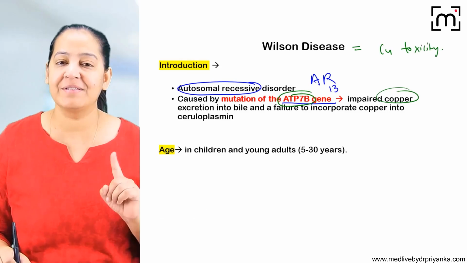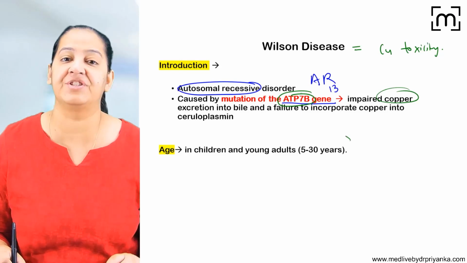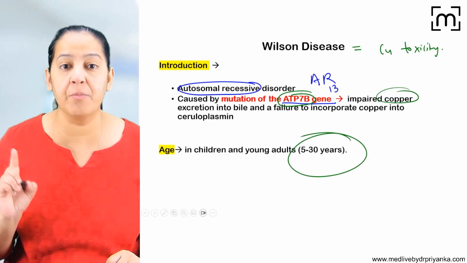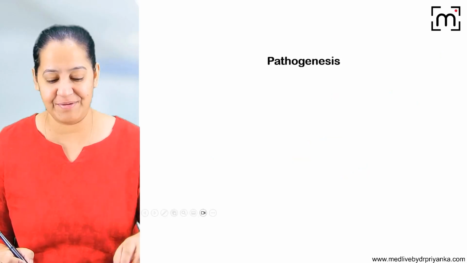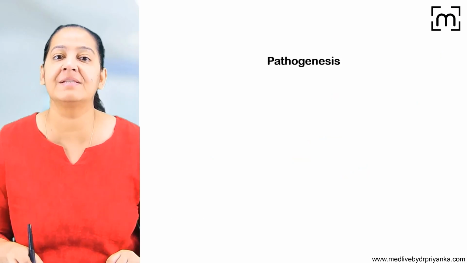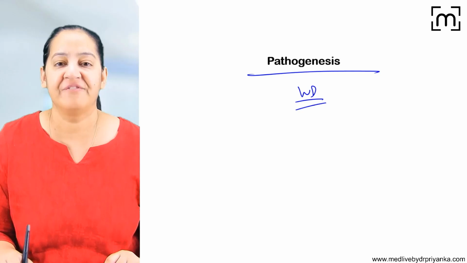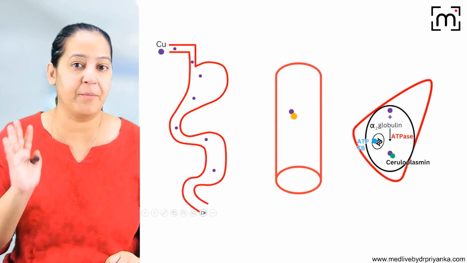Now, the most common age of presentation: it occurs in children and young age, 5 to 30 years of age. The most common age of presentation is children and young adults. Now, to understand the pathogenesis of Wilson's disease, first you must understand the normal metabolism of copper.